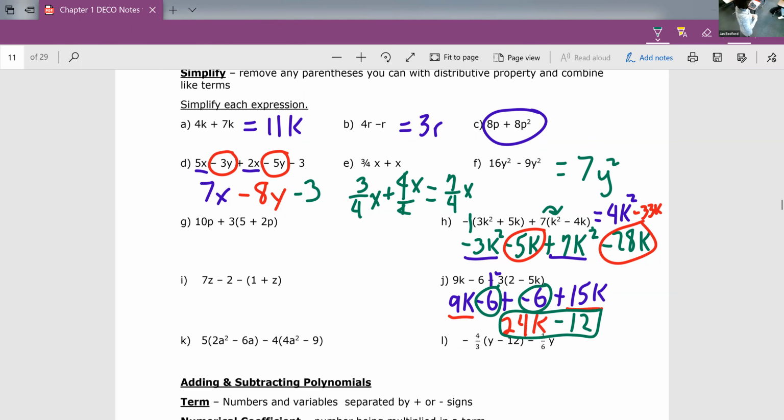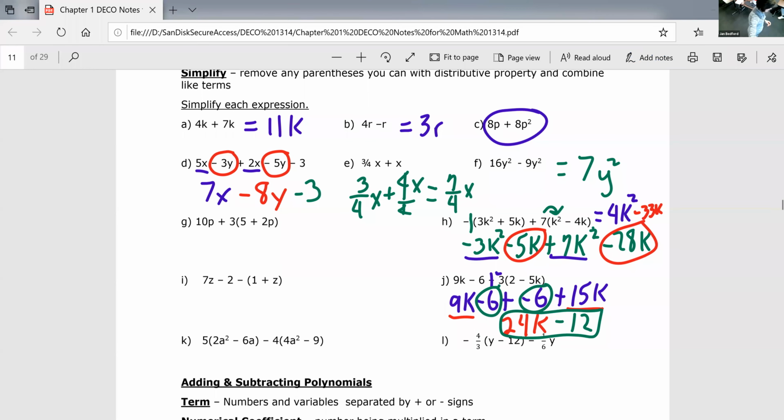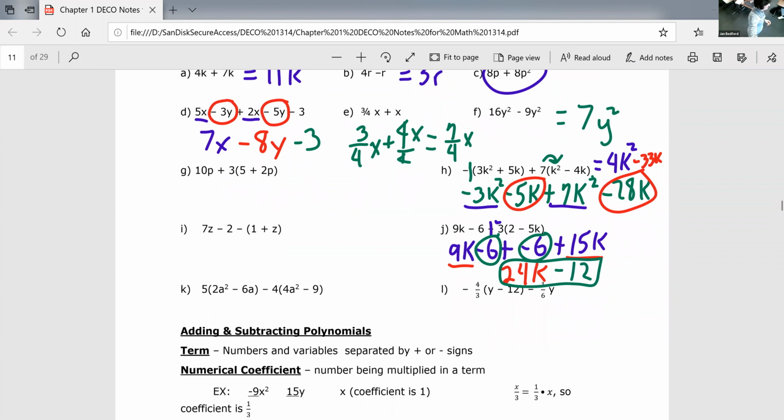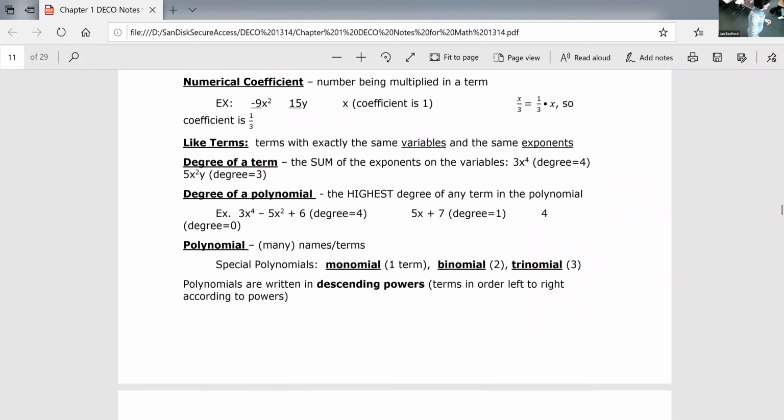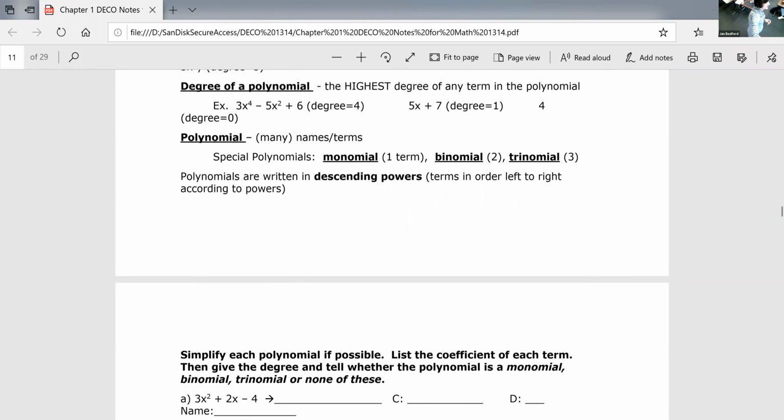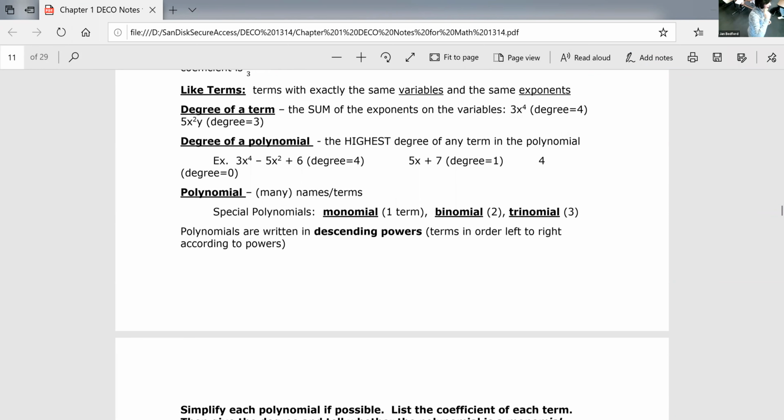All right, so if you're feeling okay with that, we're going to move on, and we're going to talk about polynomials. Technically, we really don't have to. I don't think we need to worry about degree of a polynomial or degree of a term, but I do want to talk to you about what a polynomial is, because we will spend some time with that a little later in the semester.